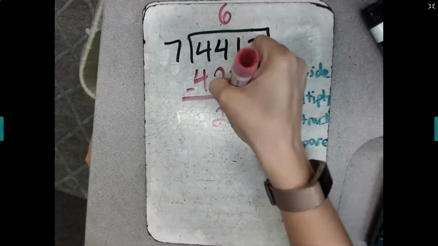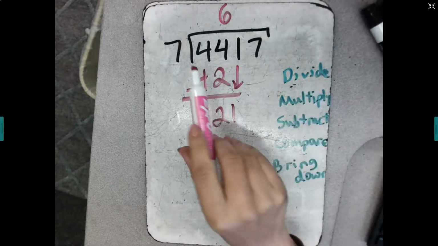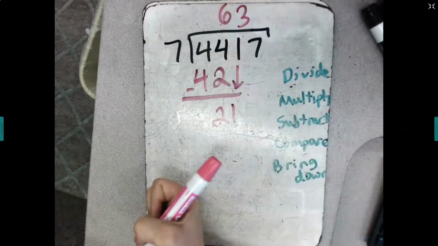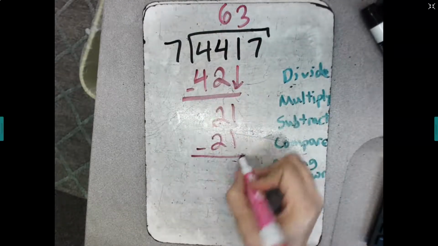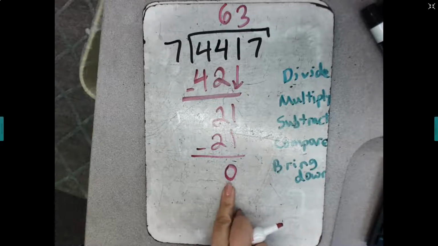And then I bring down my 1. Now I start back over at the beginning. How many groups of 7 can I make from 21? I can make 3 groups. 3 times 7 is 21. I subtract. I have 0, which means I could not have made any more groups of 7.